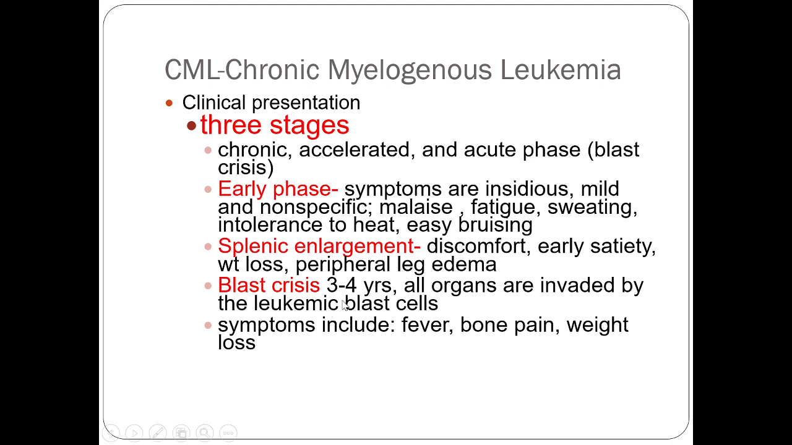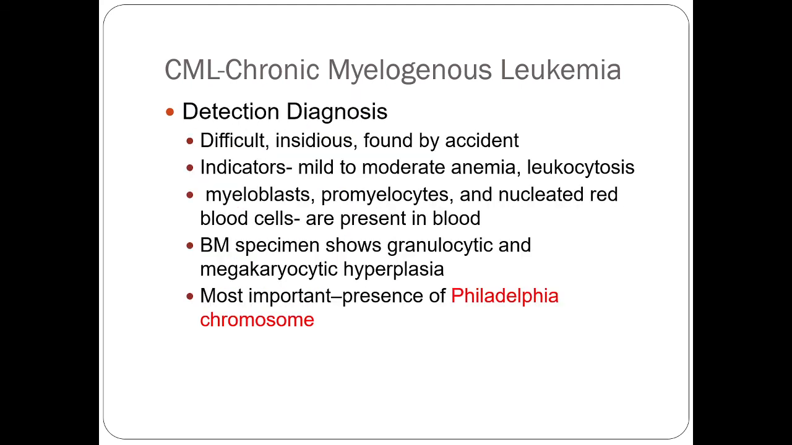Blast crisis occur in 3 to 4 years. All organs are invaded by the leukemic cells. Symptoms include fever, bone pain, and weight loss. Detection and diagnosis difficult, insidious, found by the accident.